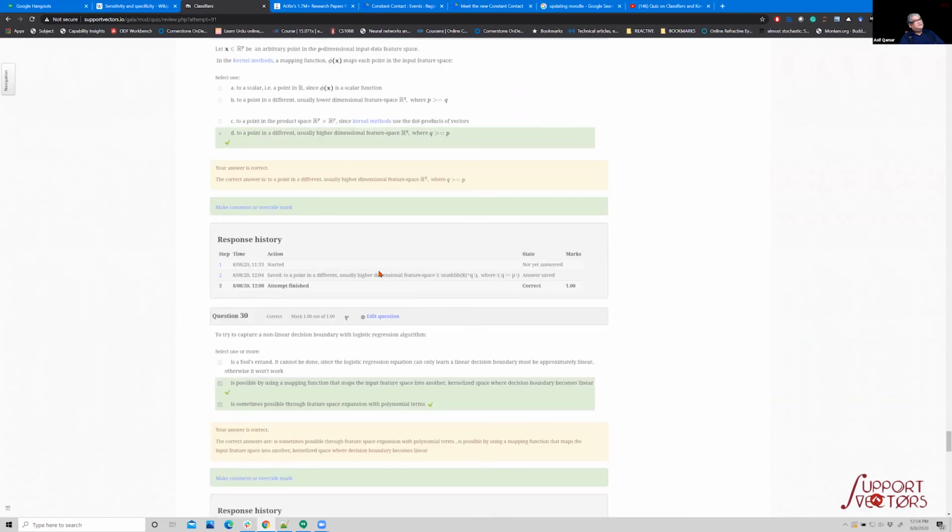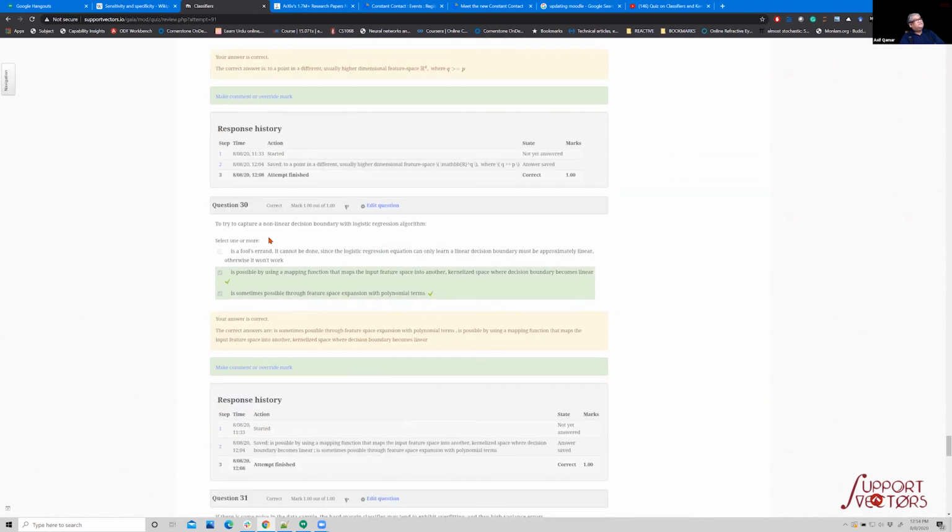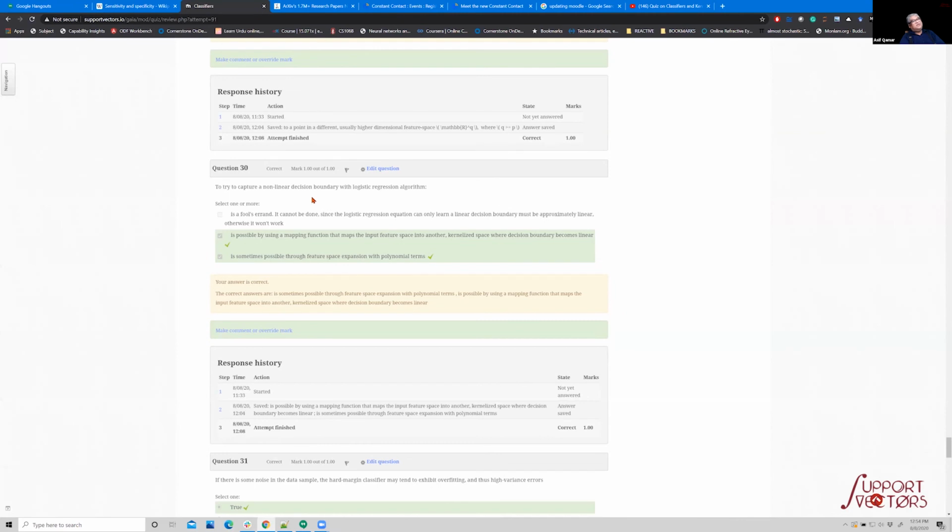Then, to try to capture a nonlinear decision boundary with logistic regression, people often say that you can't do that, right? It's a common thing I hear in interviews, for example. Actually, you can do that by mapping it, expanding it to a polynomial basis or using a kernel mapping function. Right? Both of these techniques we did.